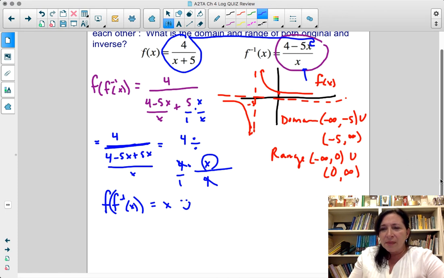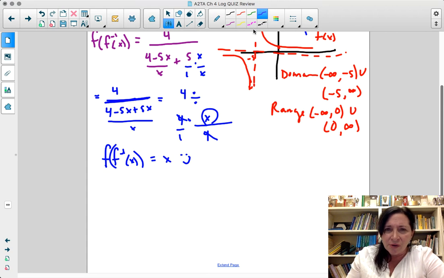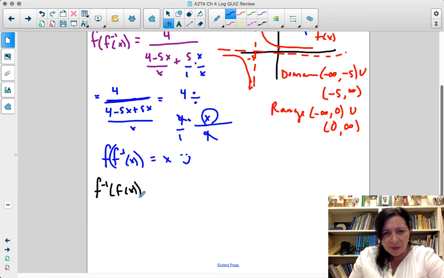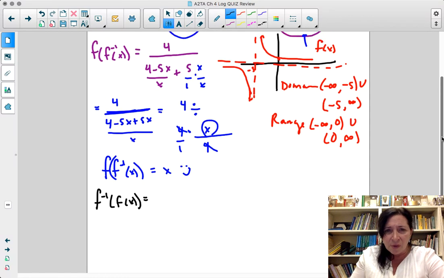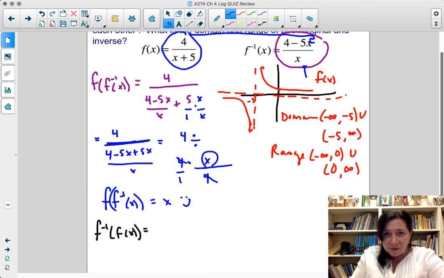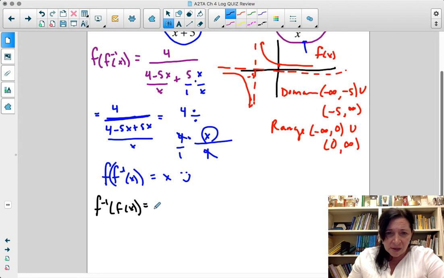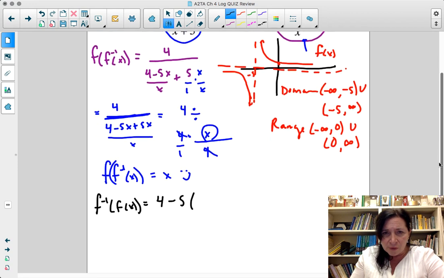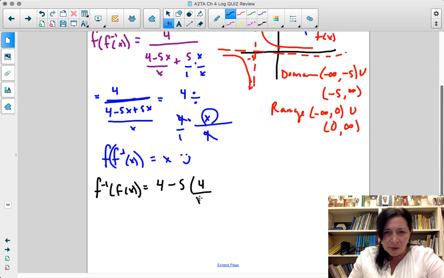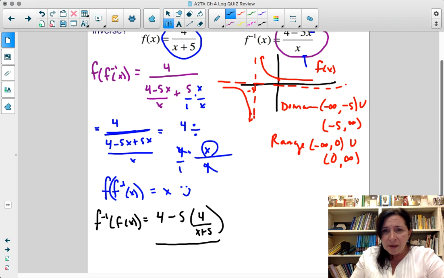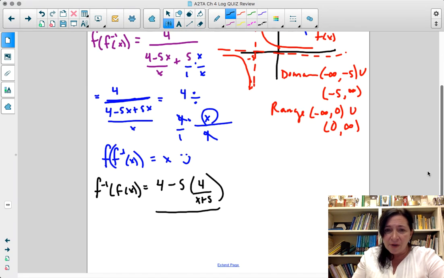For this one, this is a little bit trickier than what I think you're going to see on the quiz, but this is really good practice. So let me write this out, f inverse of f of x, because I'm going to plug the f of x equation into my inverse equation. So my inverse equation is 4 minus 5x over x. So it's going to be 4 minus 5 times x. Well, my new x is 4 over x plus 5, and that's all over x, and my x is 4 over x plus 5.